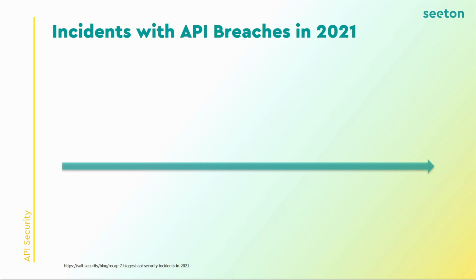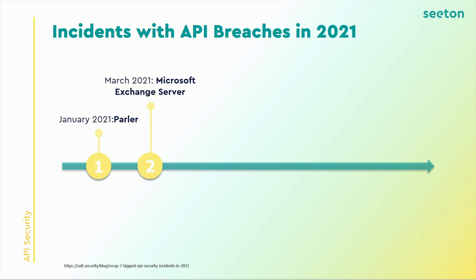The first high-profile incident of that year was the Parler API breach. Parler is a social network from which it was possible to download 70 terabytes of data, which included profile data, user information, as well as millions of photos and videos. The next incident happened in March, and it is called the Microsoft Exchange API breach. It caused the data leak of more than 3 million users.